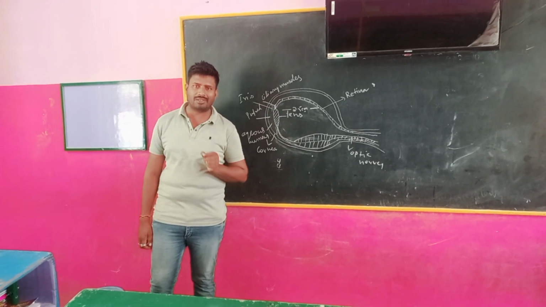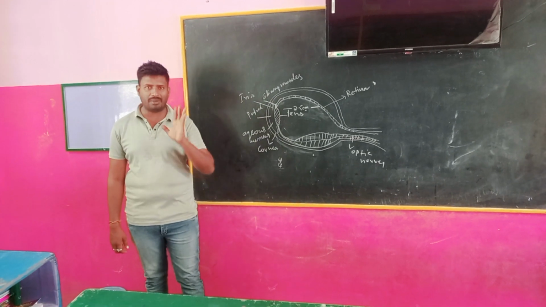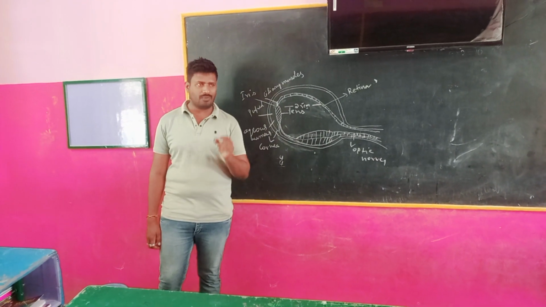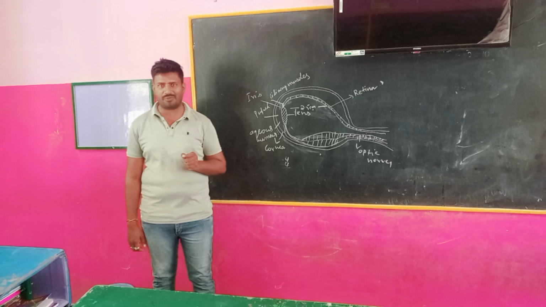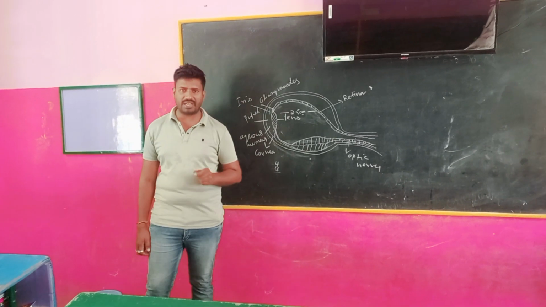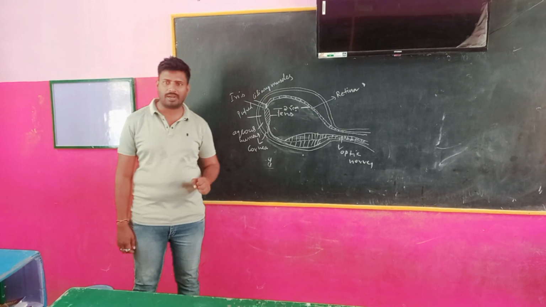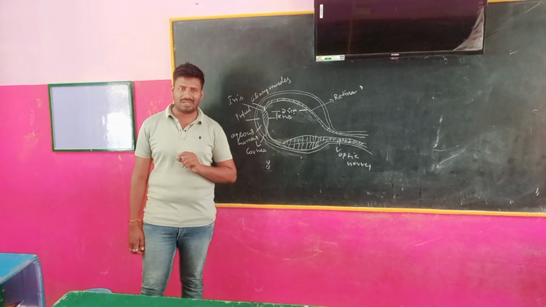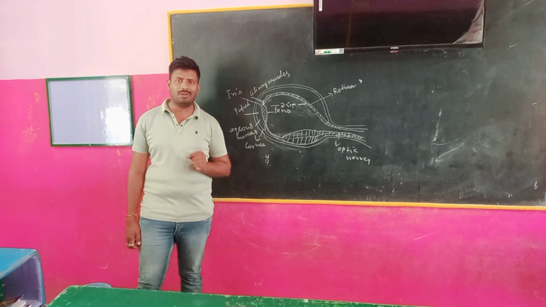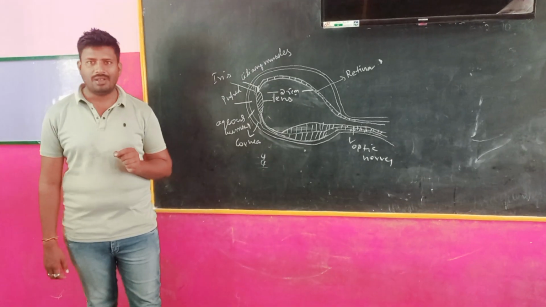And in this class, we are going to study as a part of chapter number 5, human eye and colourful world. I feel very glad to teach this topic regarding the structure of the human eye. The human eye consists of an eyeball which is spherical in shape.